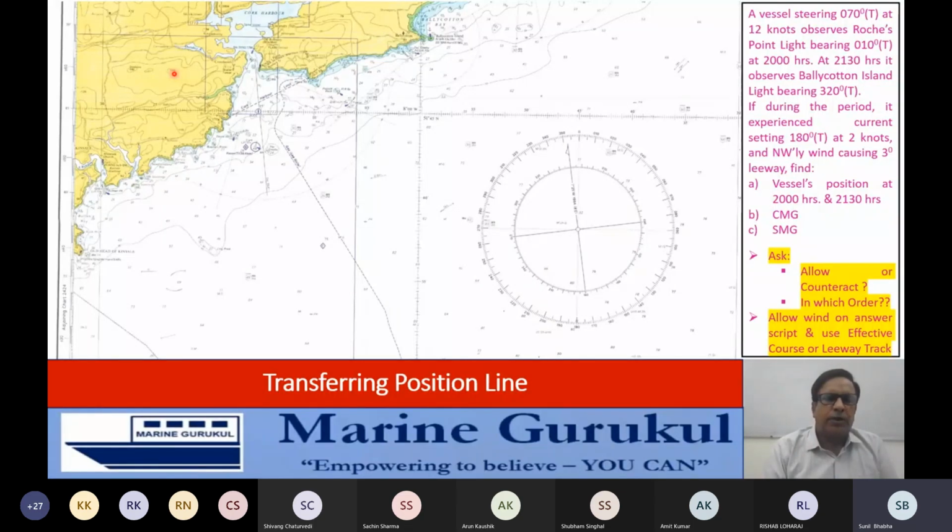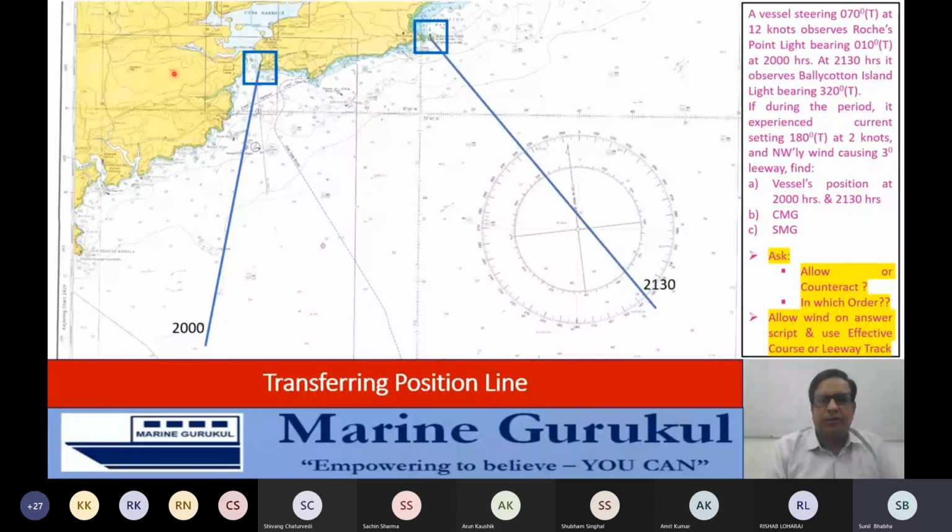So we get going with the plotting, identify the landmarks, draw the PL at 2000 hours, draw the PL at 2130 hours. Take any point on the first PL, that is A. Now what do we draw through A is the effective course of 073. How many arrows do we represent it with? Single arrow. What will be the magnitude of this vector? Engine distance for 1.5 hours, 18 miles. Cut that off and we get point B.